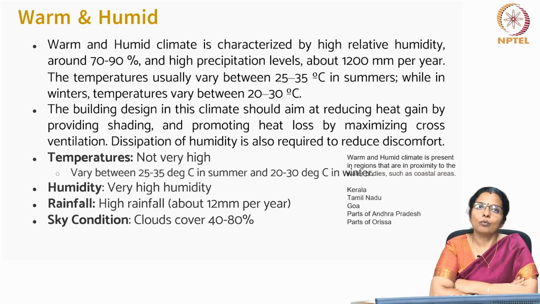Let us look at warm and humid climate. Warm and humid climate is characterized by high relative humidity, which is around 70 to 90%, and high precipitation levels, which is about 1200 millimeters per year.